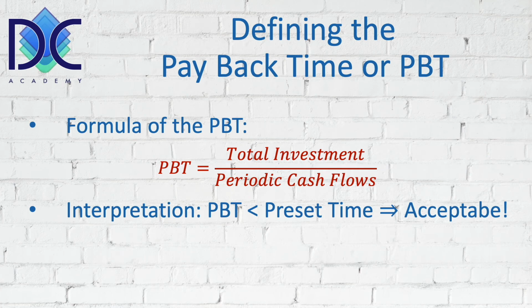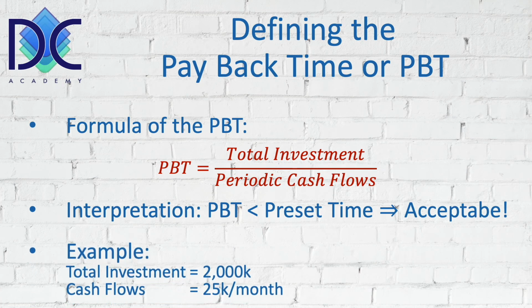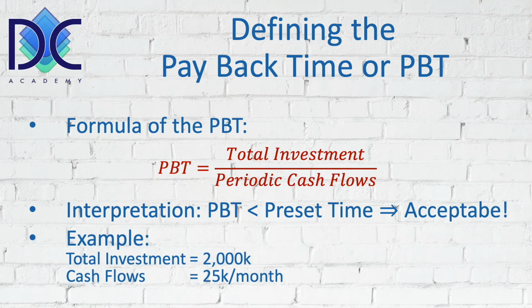Now, let's have a small example. Let's consider an investment of 2000K, and we have positive cash flows of 25K per month. The payback time is then calculated by dividing 2,000, or 2 million, by 25,000. We can also say 2,000 divided by 25, and we find a payback time of 80 months. It's a little bit more than 6 years. We can express this in months or in fractions of years. It all depends on the parameters that you are using. Very simple parameter, not very difficult to calculate and easy to apply.